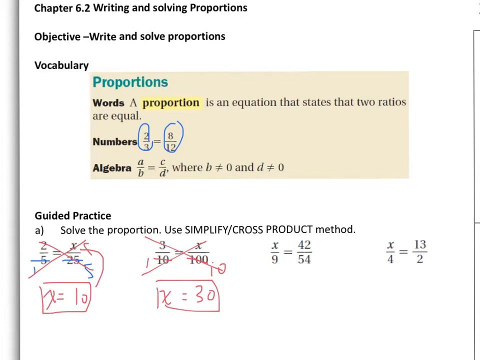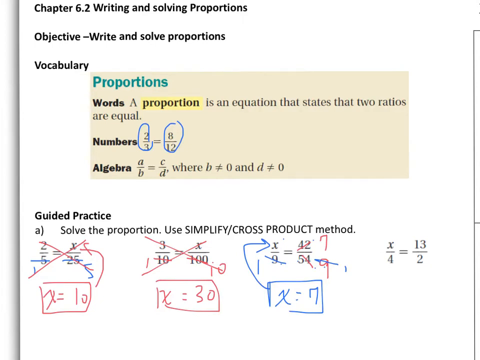And let's take a look at this next problem. Okay, I see that I can simplify 42 with 54. I'll use 6. 42 divided by 6 is what? 7. And then 54 divided by 6 is 9. And I see that I can simplify 9 with 9. Okay? So my answer is x equals 7. If you plug 7 back in, 7 over 9 equals 42 over 54.